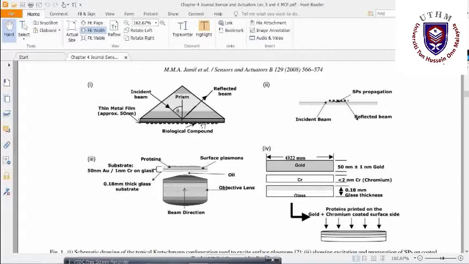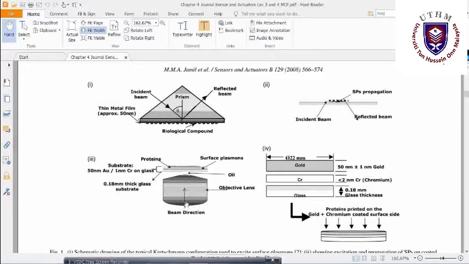Here we replace the prism surface with the glass cover slip, which has a coating of 50 nanometer gold at the interface of 1 nanometer chromium on the glass. So why do we use the chromium? Because the presence of chromium makes the adhesiveness of the gold layer much better on the glass surface. The thickness is 0.18 millimeters.